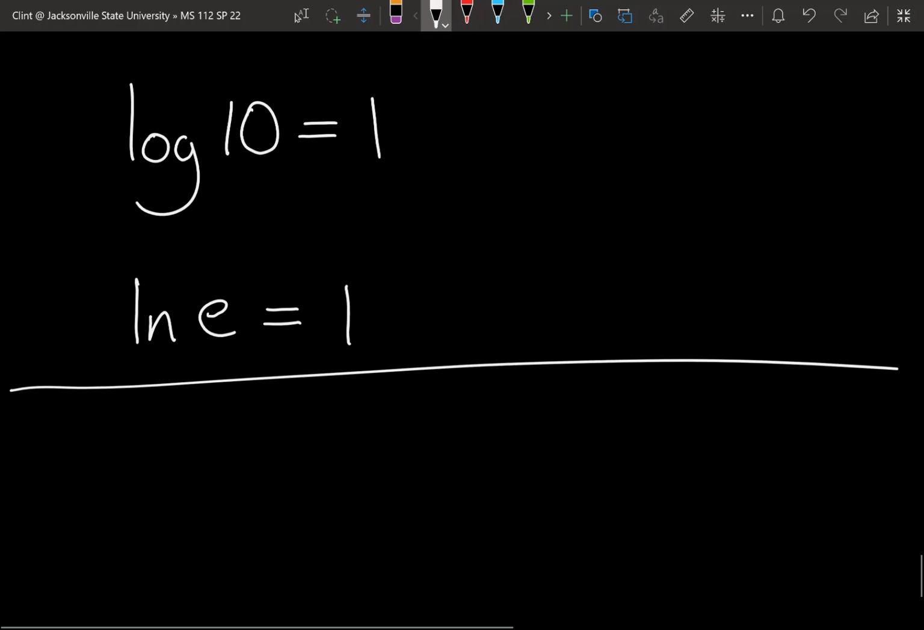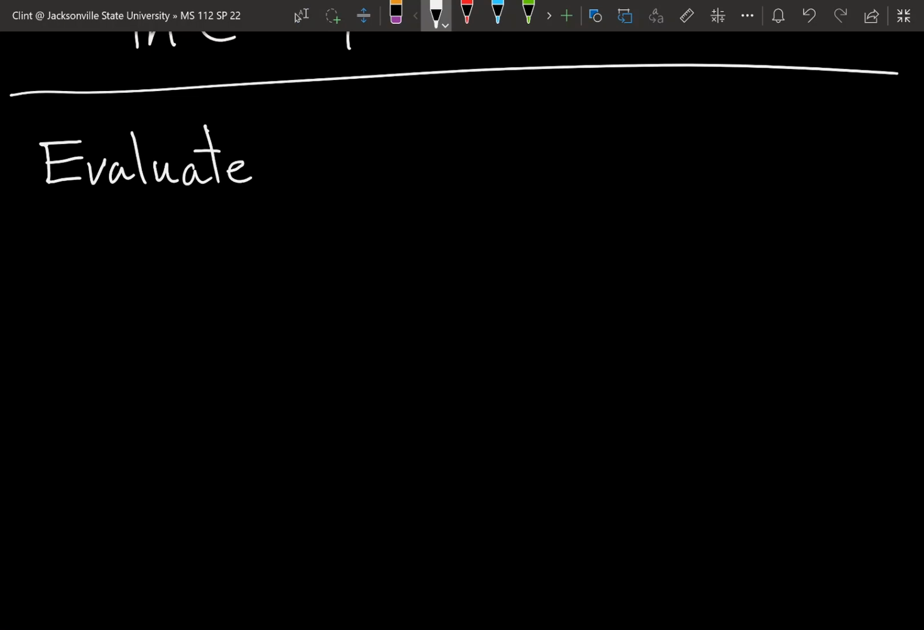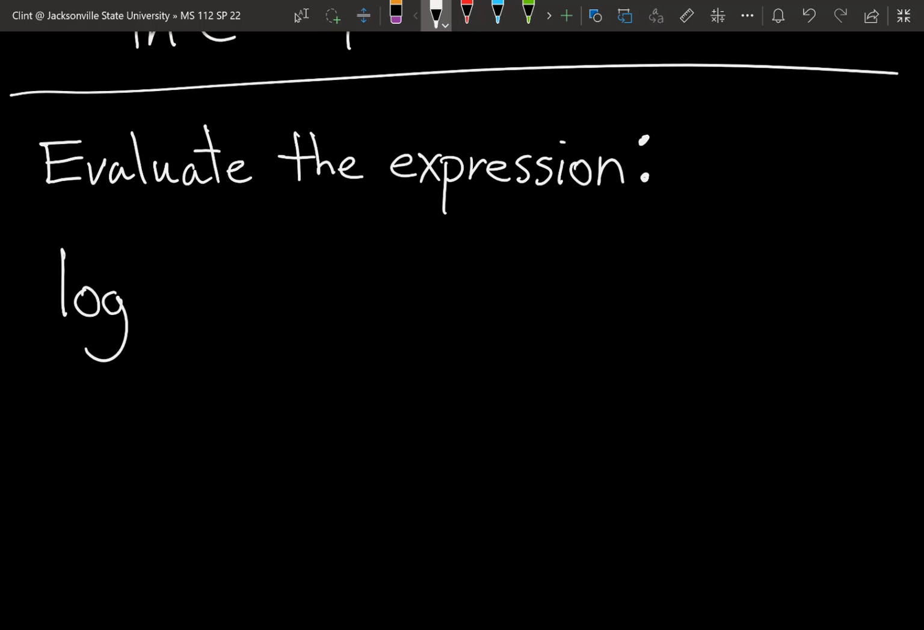So let's think about some of these. Sometimes these are really straightforward. Sometimes we have to think a little bit. And sometimes they'll write the parentheses, sometimes they won't. So I'll write them sometimes so we can see. It says evaluate the expression. That means we should get some kind of answer. We should simplify this thing out.